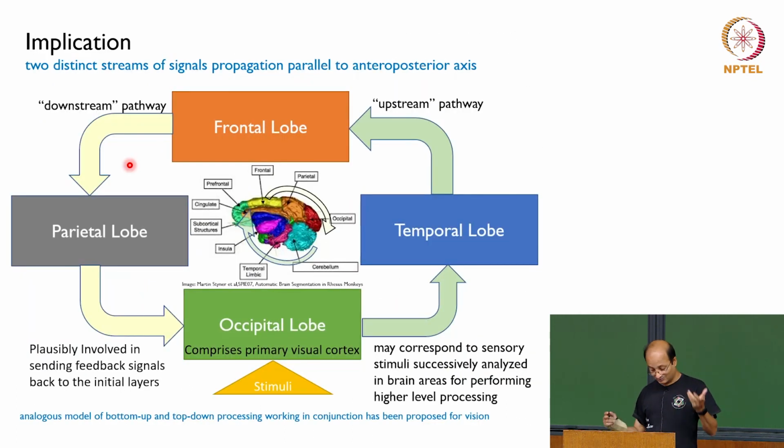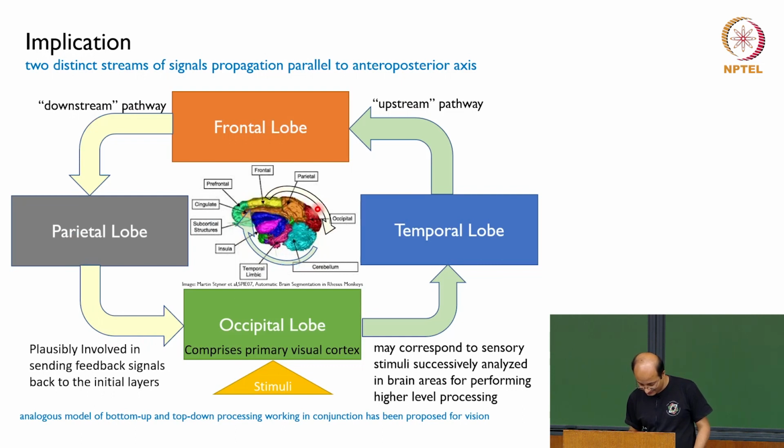Now, one of the consequences of this is that it shows that there are two distinct streams of signals which are propagating parallel across the brain. One we call the upstream pathway, and it goes from what is known as the occipital lobe to the temporal lobe to the frontal lobe. The occipital, as you can see, is located here, the temporal lobe is here, and the frontal lobe is here. Then there's a downstream pathway where you go from frontal lobe to parietal lobe to occipital lobe. So it's the reverse way.